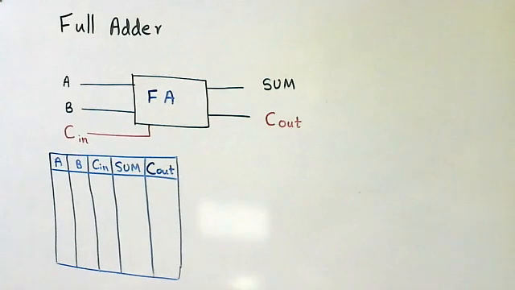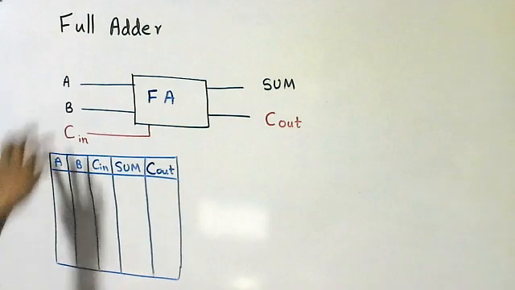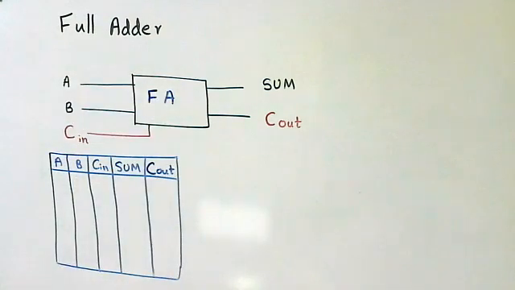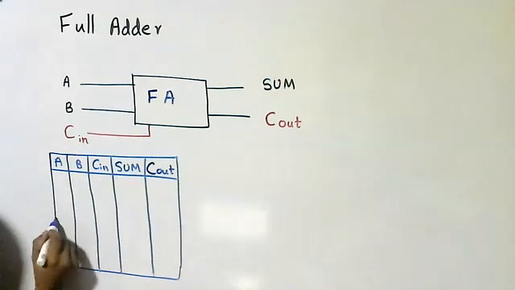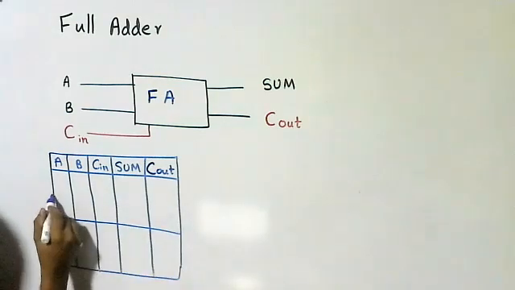Yes, Durya? If there are 3 inputs in a truth table, how many different combinations can we provide to this circuit? 3 inputs, 8. Yes, 2 to the power 3, 8. Okay, 8. Therefore, we need 8 rows. Good.